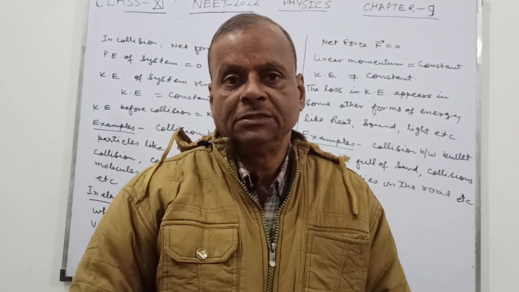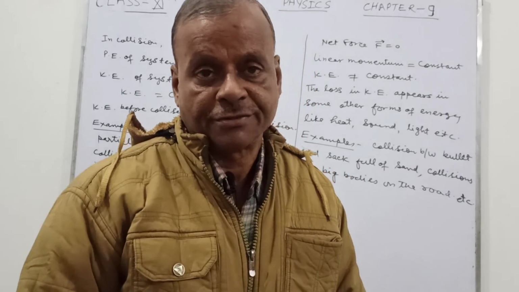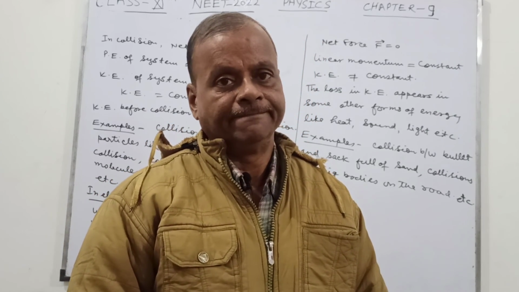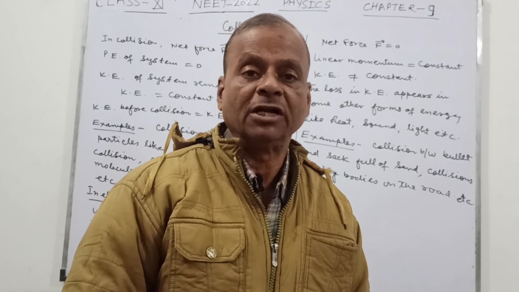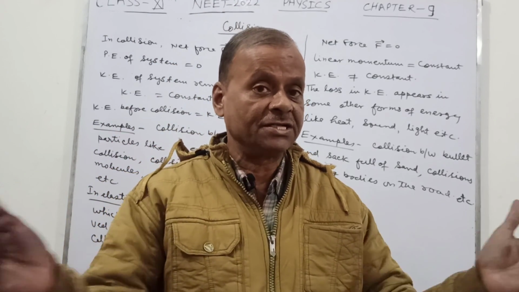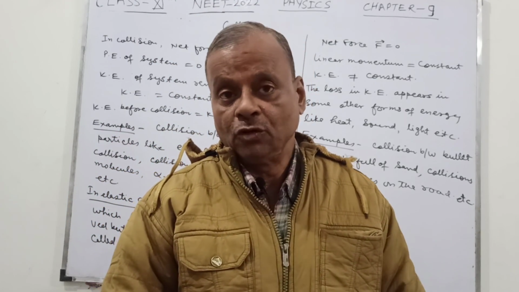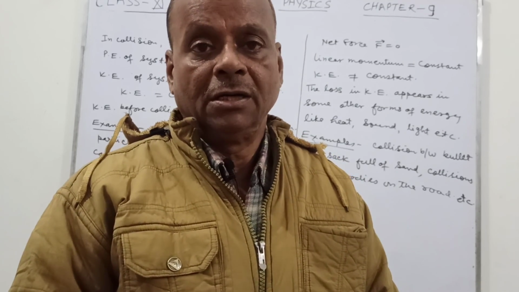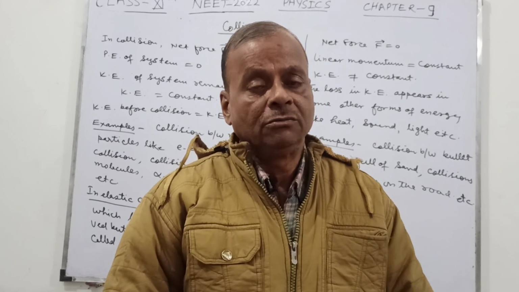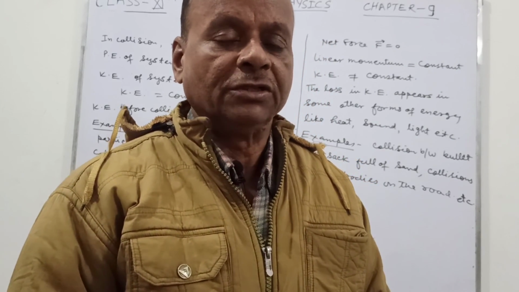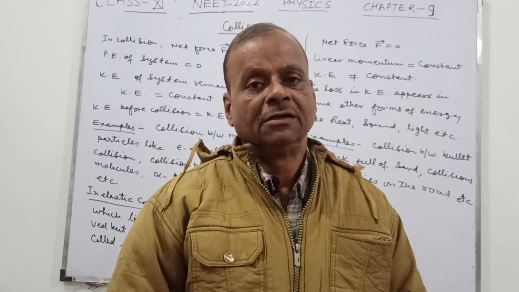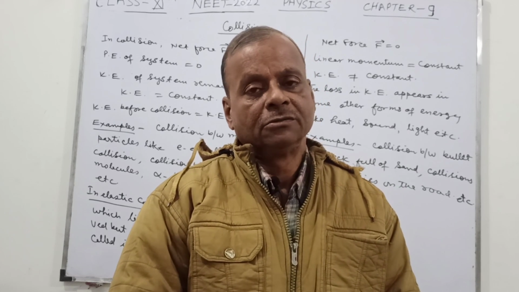They are further divided into two kinds of collisions, the head-on collision and the oblique collision, that is, the one-dimensional collision and two-dimensional collision. The head-on collision is called one-dimensional because the bodies are moving in a straight line, and in the oblique collision the bodies collide in a plane and then they move. So this is the two-dimensional collision. That I will tell you in the next lecture.